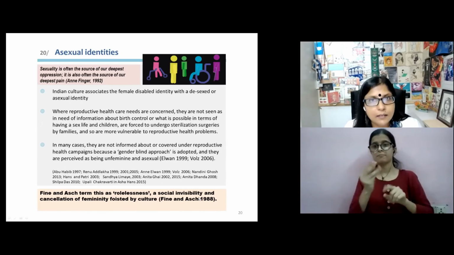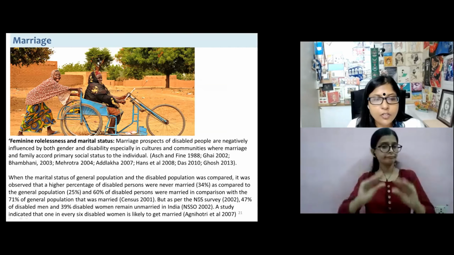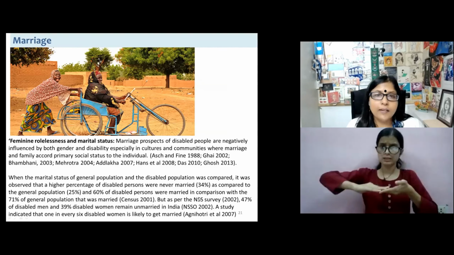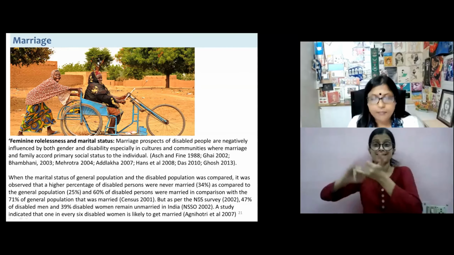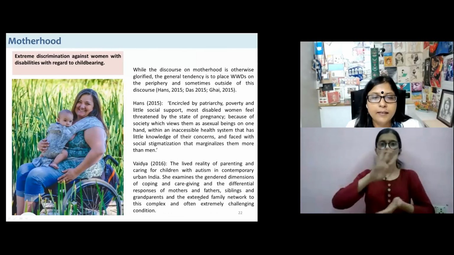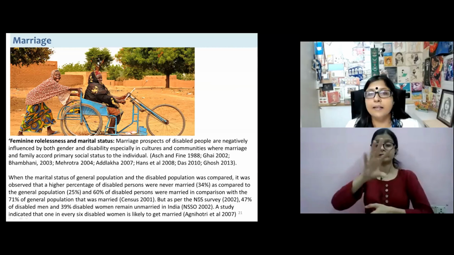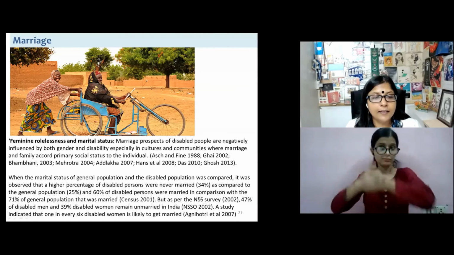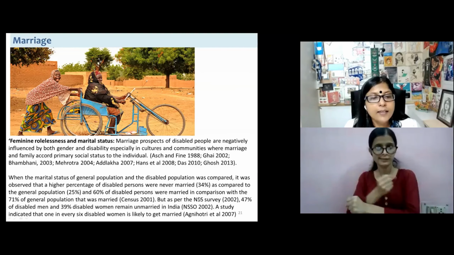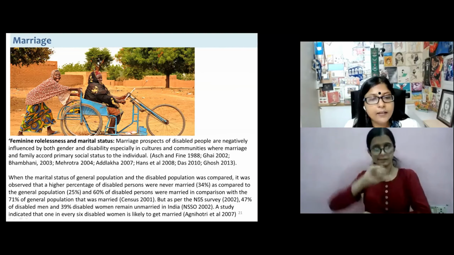devalued them. So when we look at marriage, as per an NSS survey, 47% of disabled men and 39% of disabled women remain unmarried in India. So the difference is glaring and telling. A study by Agnihotri et al. in 2007 indicated that 1 in every 6 disabled women is likely to get married.